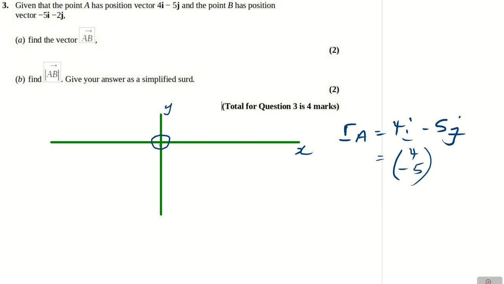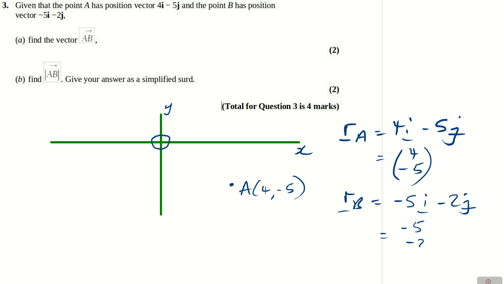So for A, point A is going to be (4, -5), say something like there, A. And the point B has a position vector minus 5i minus 2j, and I can write it as (-5, -2) as a column vector like that, and it just means the point B is going to be the point (-5, -2), which is probably about there, isn't it? B, it's only a sketch, (-5, -2).